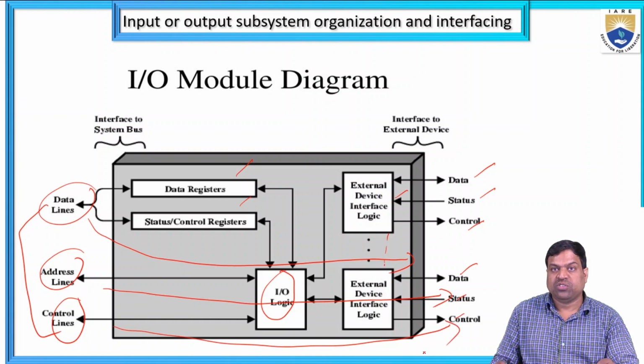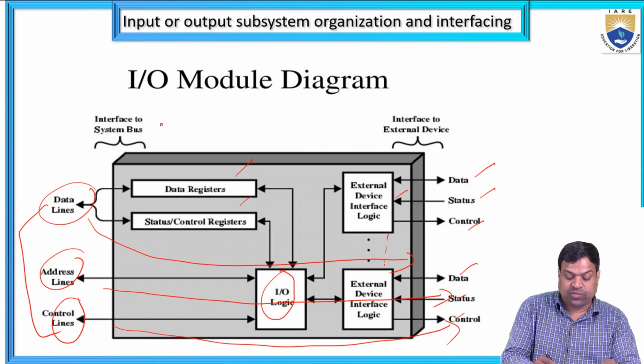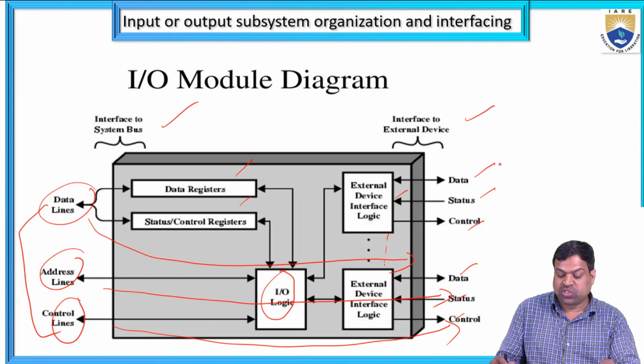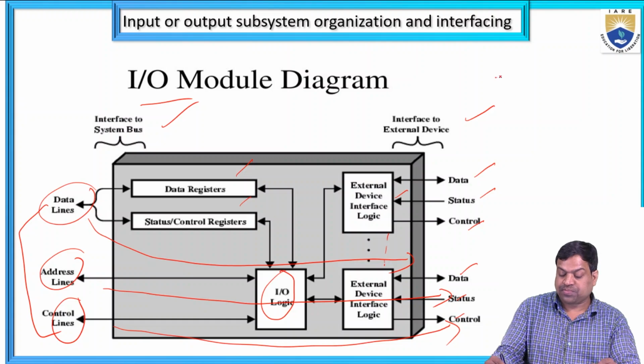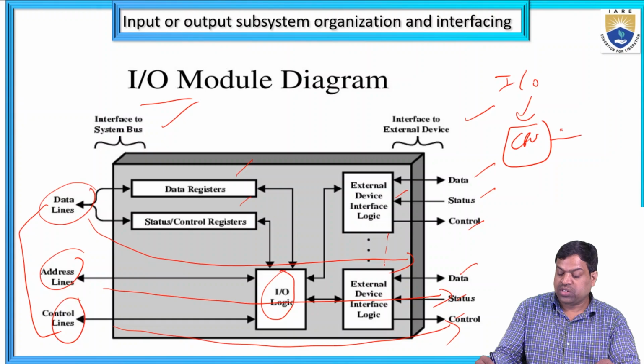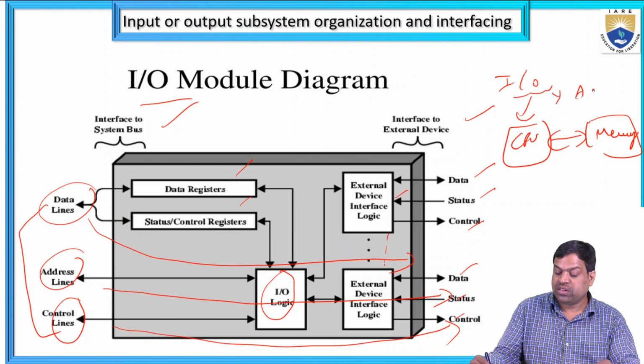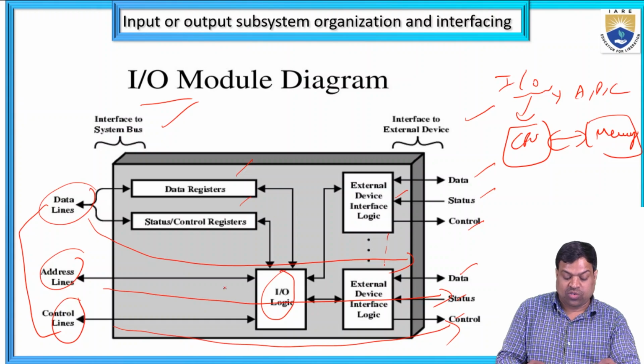Okay, three lines are used for the three. So it is interfacing to the system bus. It is interfacing to the external devices. Okay, so the input-output is connected to the CPU and memory. When I am connecting the CPU to the memory and the input-output, there are address lines, data lines, and control lines.